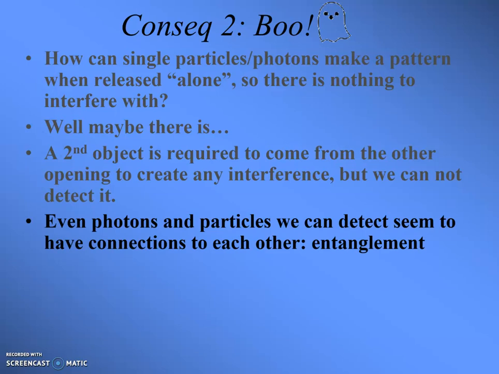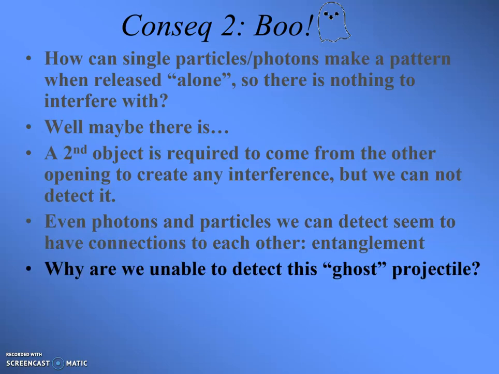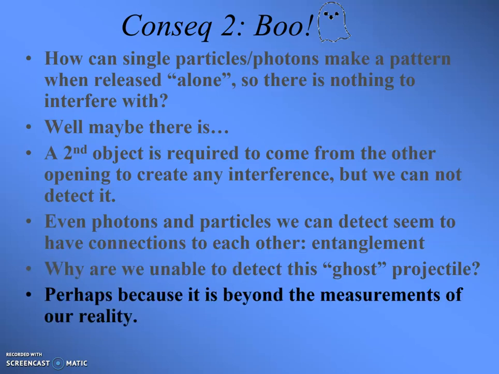Even photons and particles we can detect seem to have connections to each other, which you may have heard of, called entanglement. Why are we unable to detect this other ghost particle, this other particle that's creating interference? Well, perhaps that's because it's beyond our measurements of our reality.